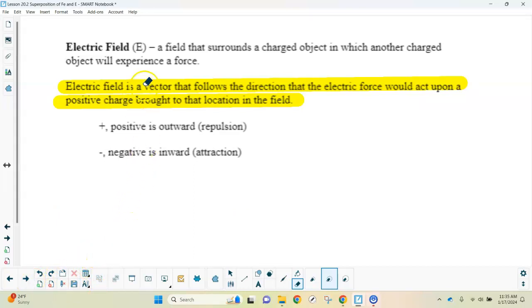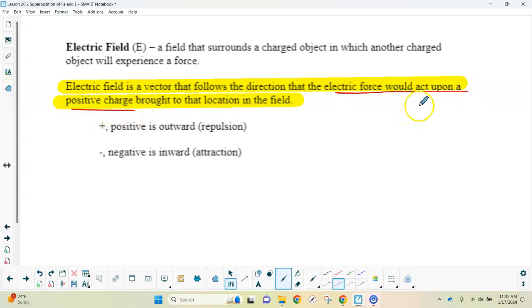The definition of an electric field is it's the field that surrounds a charged object in which another charged object would experience a force. The symbol for it is a capital letter E, and it is a vector. So vector fields have directions just like vectors do, like we did with electric force. The direction follows the electric force that would act upon a positive charge.